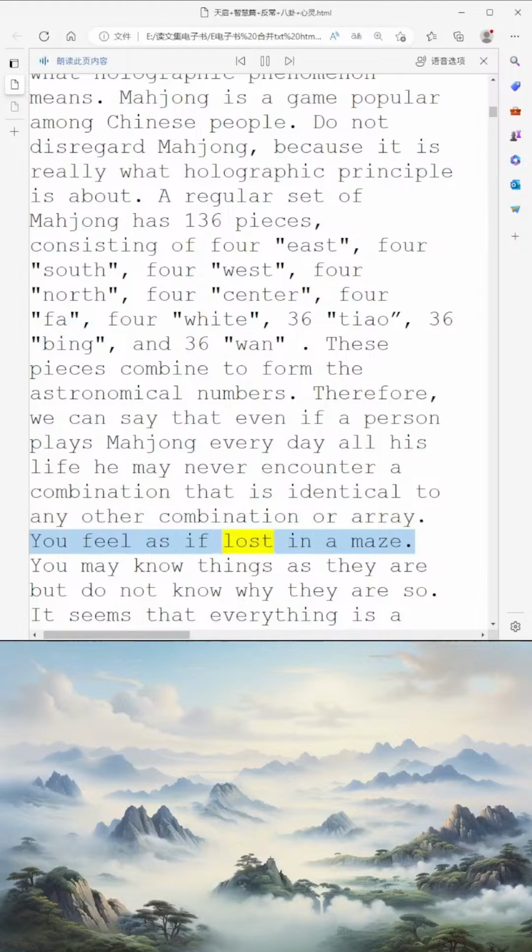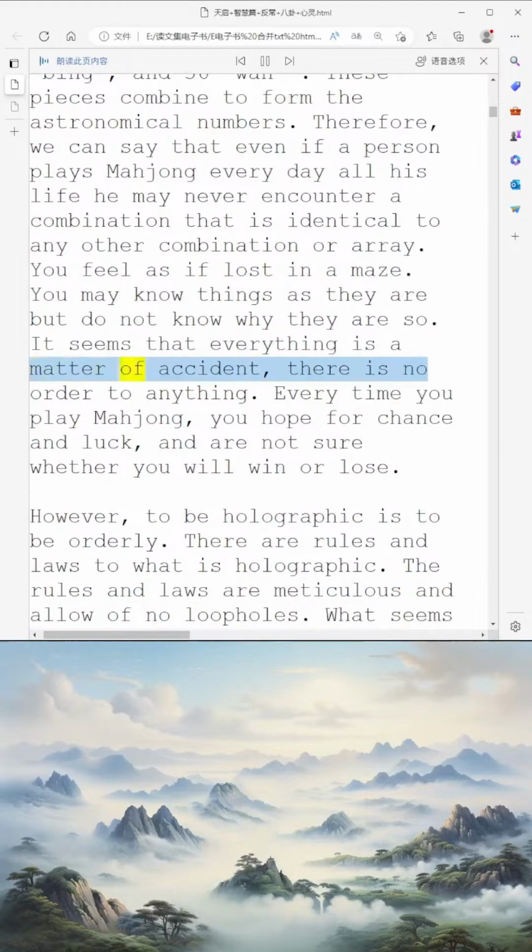You feel as if lost in a maze. You may know things as they are, but do not know why they are so. It seems that everything is a matter of accident. There is no order to anything. Every time you play Mahjong, you hope for chance and luck, and are not sure whether you will win or lose. However, to be holographic is to be orderly.